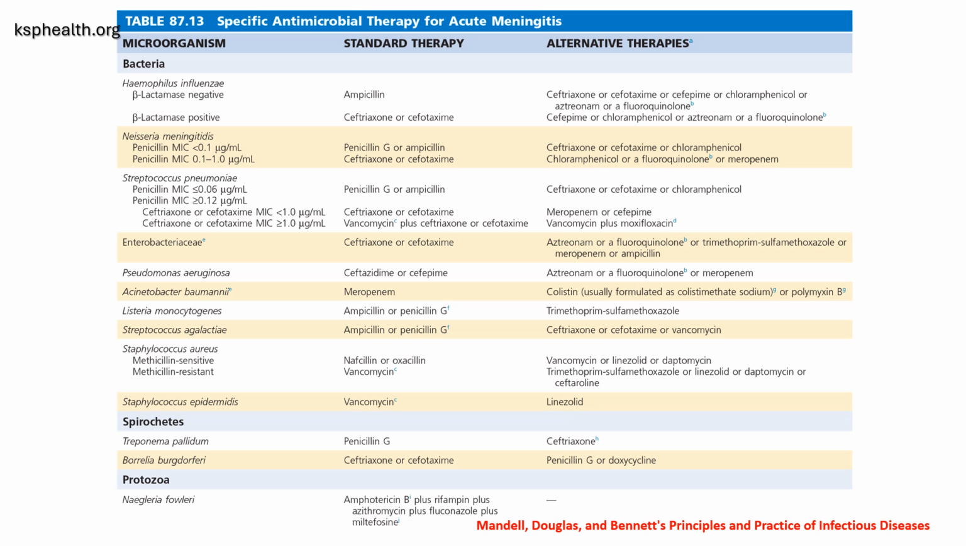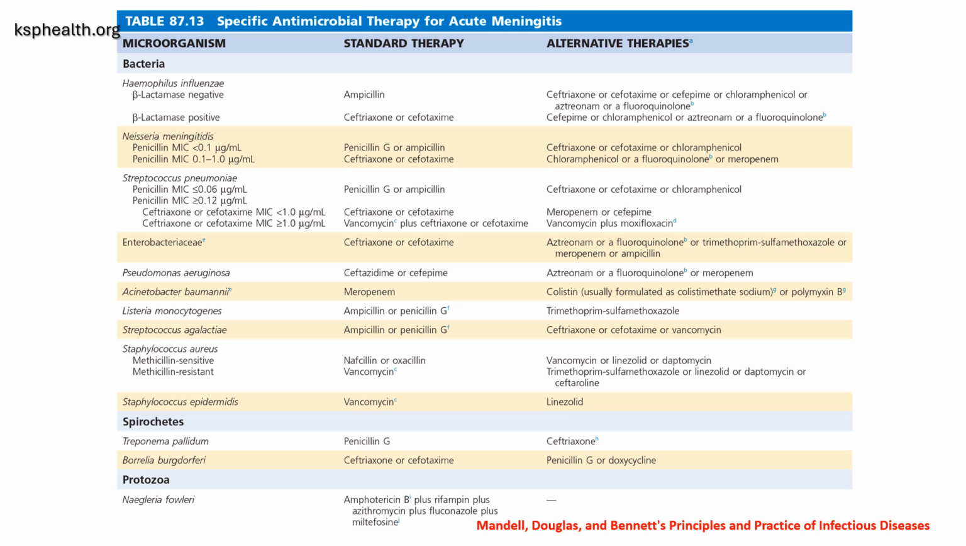Neisseria, again: penicillin MIC less than 0.1, penicillin; MIC 0.1 to 1, third generation cephalosporins like ceftriaxone or cefotaxime. In pneumo, penicillin MIC less than 0.06, penicillin; penicillin MIC more than 0.12 is further divided into ceftriaxone MIC less than 1 or more than 1. If it is less than 1, ceftriaxone or cefotaxime. If it is more than 1, vancomycin plus third generation cephalosporin.